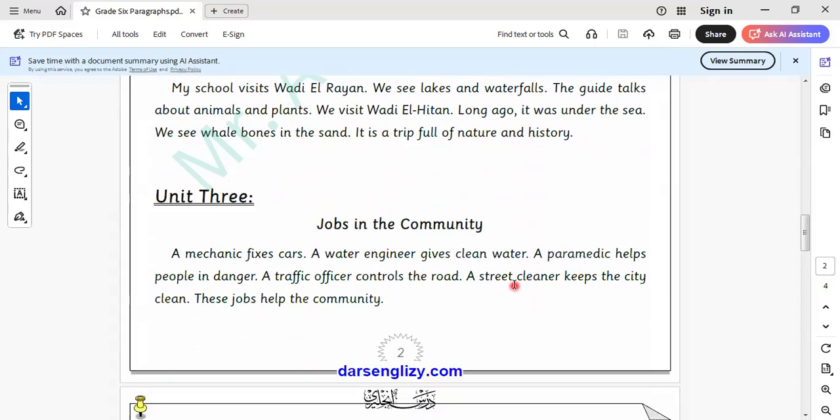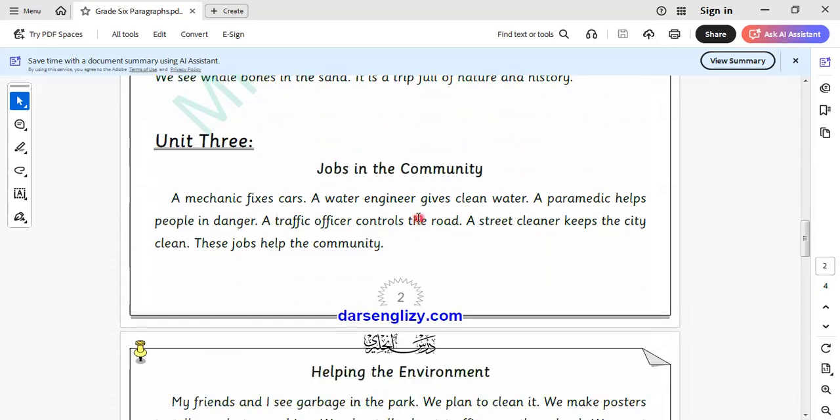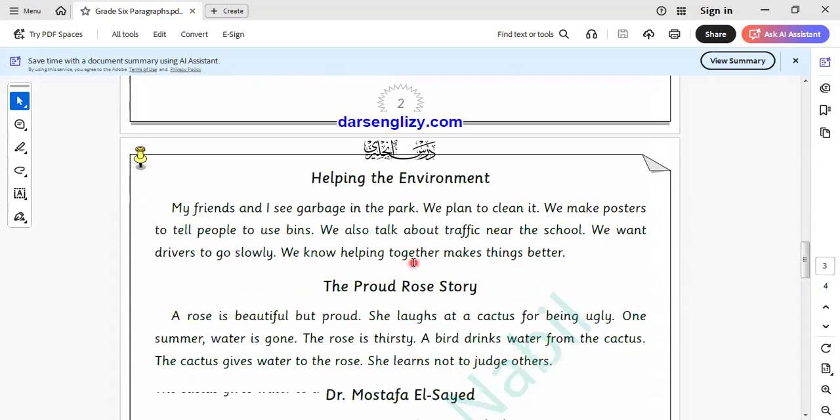Let's go to Unit 3 here, jobs in community. Okay, so in this unit, we talk about the jobs in our community. A mechanic fixes cars, a water engineer gives clean water, a paramedic helps people in danger, a traffic officer controls the road, the street cleaner, the one who cleans the street, keeps the city clean. The jobs help the community.